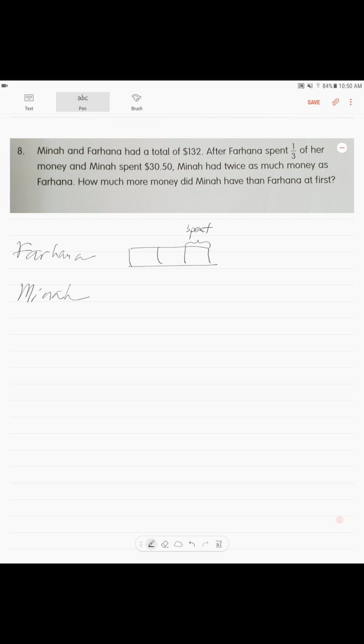And then they said, after Mina spent $30.50, Mina had twice as much money, right? So twice as much money. We're gonna have our $30.50, and we're gonna have twice as much money as Farhana left, right? This is what Farhana left. So twice as much is not 2 units, it is 4 units, and this is $30.50. Okay, and altogether they tell us it was $132.